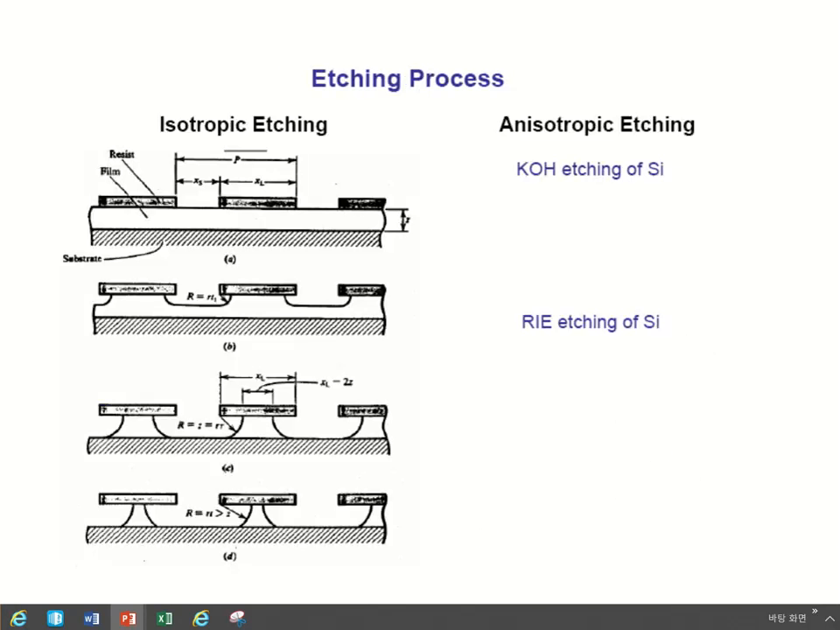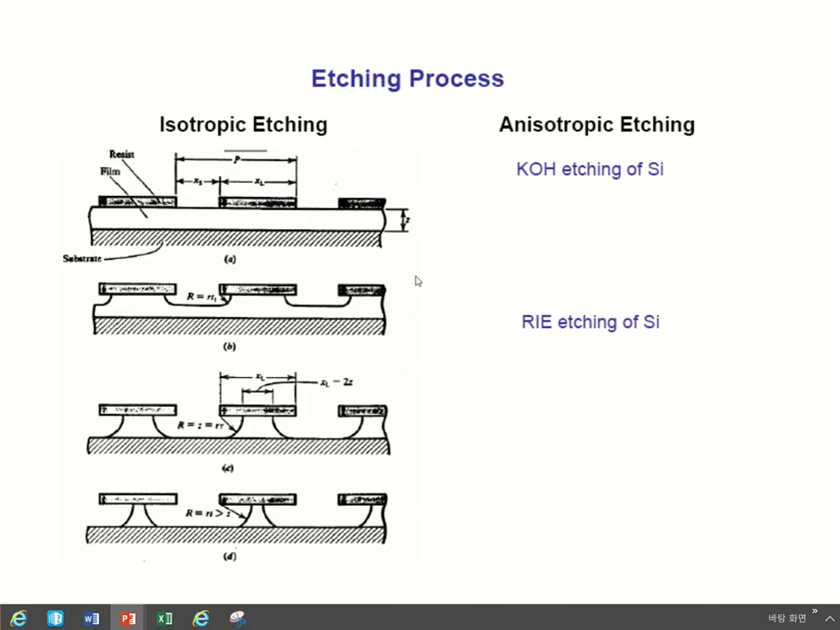Okay. So etching process, for example, an isotropic etching, you have the same etch rate either vertical or lateral because it's isotropic etching.